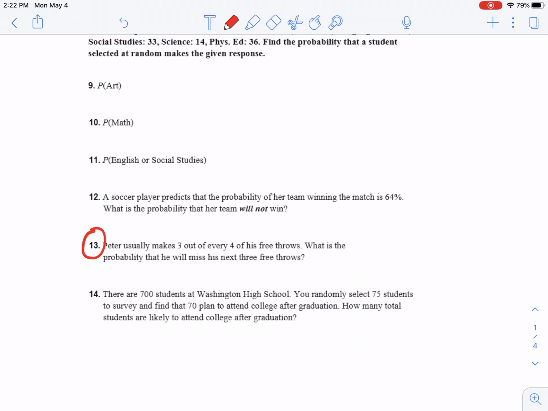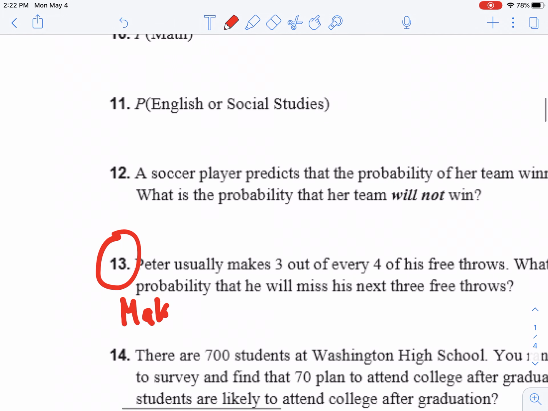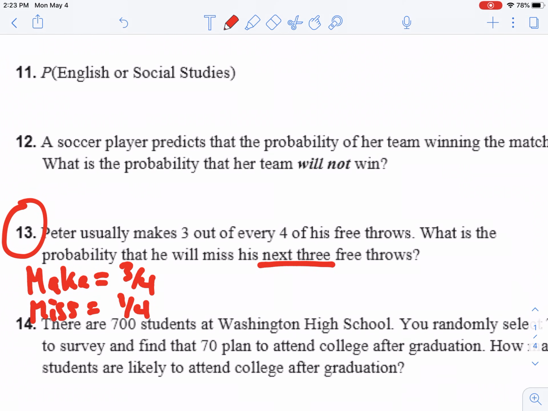Peter usually makes 3 out of every 4 of his free throws. What is the probability that he will miss his next 3 free throws? So making is 3 out of 4, right? Which means missing is 1 out of 4. So the probability that he misses 1 free throw is 1 out of 4, but it's asking about his next 3. So that's like saying, what's the probability of a miss and another miss and another miss? 3 misses in a row.